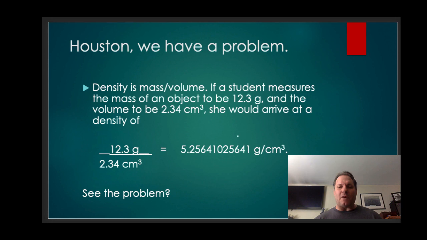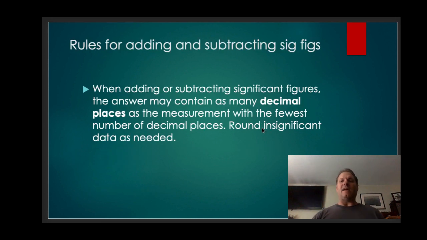We cannot report all this data because that data is just mathematical babble. It's junk. It really doesn't fit our significant figure rules. So we're going to have a couple things to write down now to understand how we deal with this problem. When we are adding or subtracting significant figures, the answer may contain only as many decimal places as the measurement with the fewest number of decimal places. Then we're going to round insignificant data as needed. You might want to pause and go ahead and write this down as well.